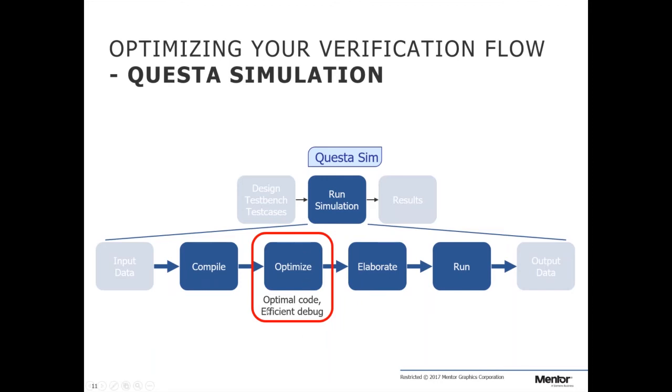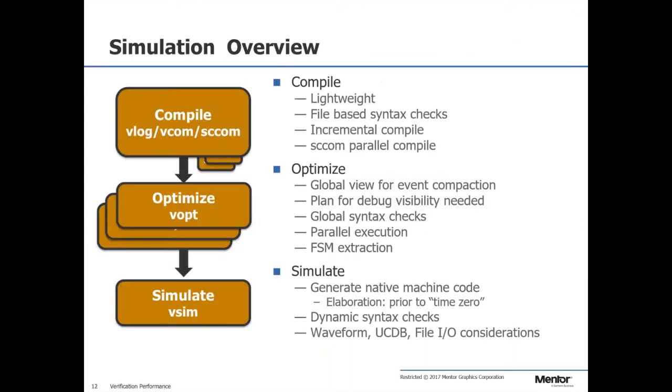So this step right here, this optimization, can really affect how long it takes to run a simulation. Shown again here, there's really three steps happening. There's the compile, there's the optimize, and then when you say vsim and invoke a simulation, you elaborate it, and then when you say run, you start running the simulation. So basically, it is this optimization step that we're going to talk about, how to configure that optimization to make your simulation run the fastest.